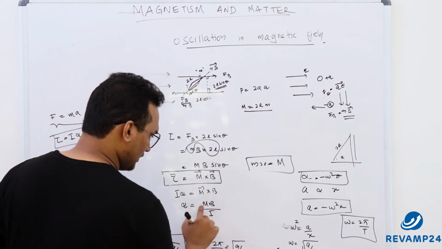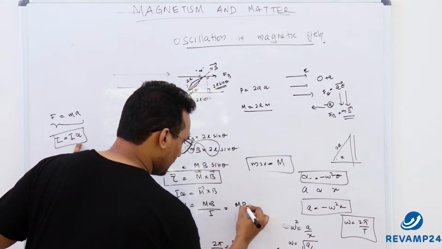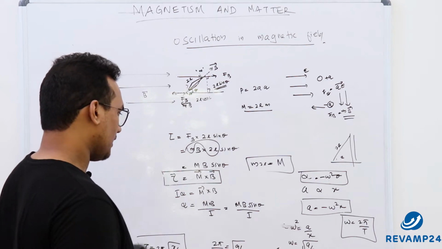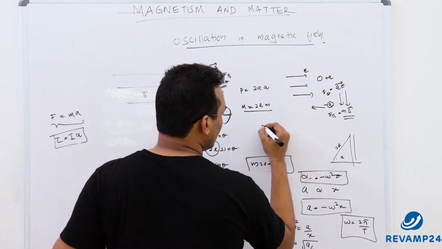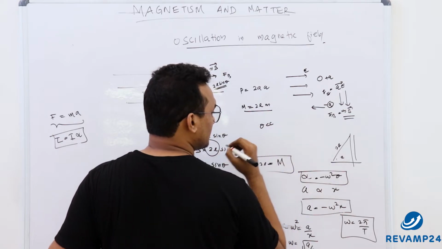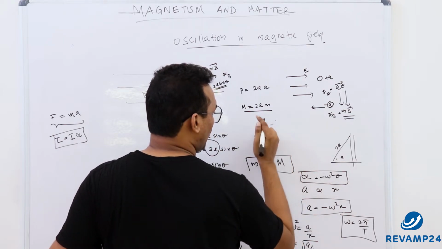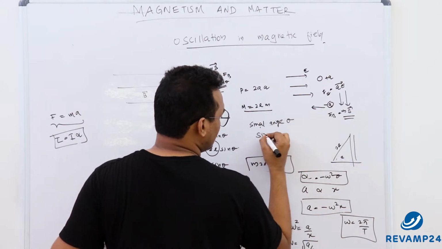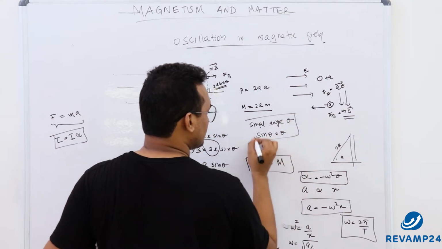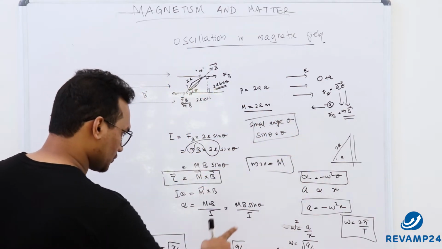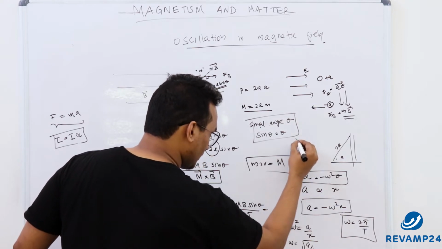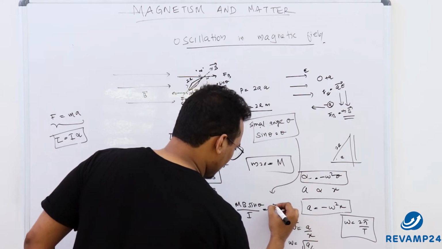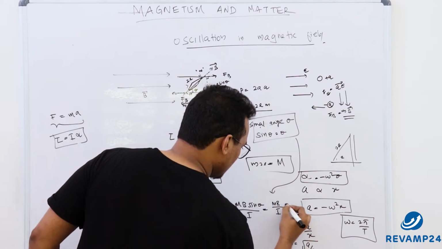So m cross b, I'm going to open, that will become mb sin theta divided by I, angular acceleration. Now for small angle theta, when theta is very less, I can say sin theta as theta. Only for small angle. So for small angle, I can substitute this one here. With that, sin theta I am going to consider as theta. So mb by I into theta.